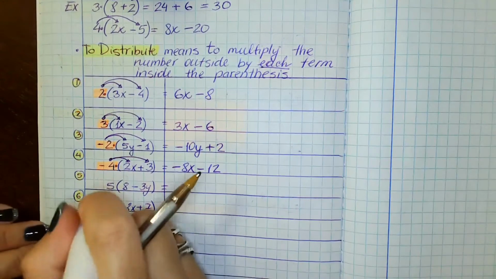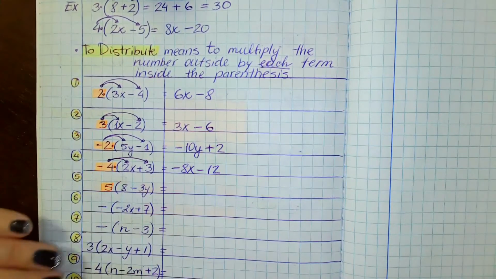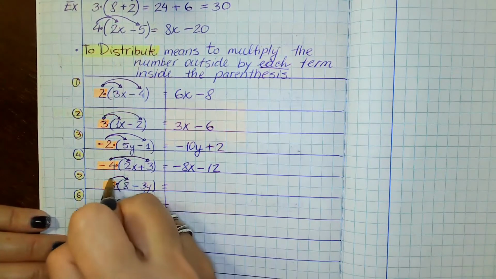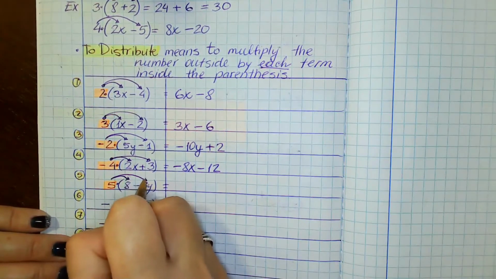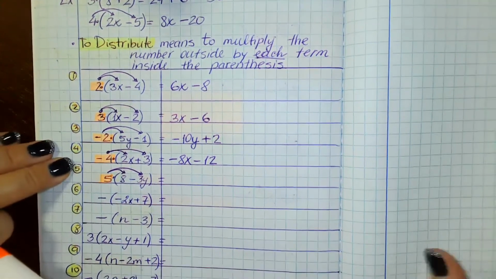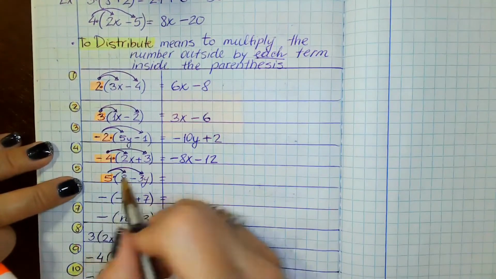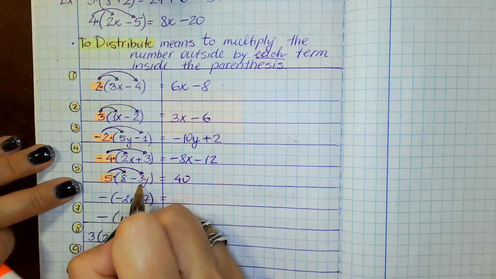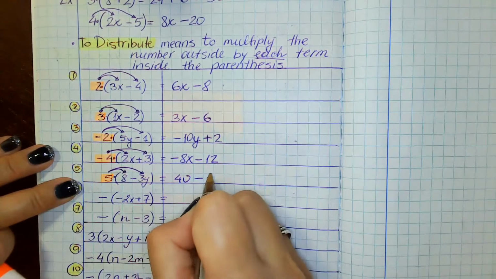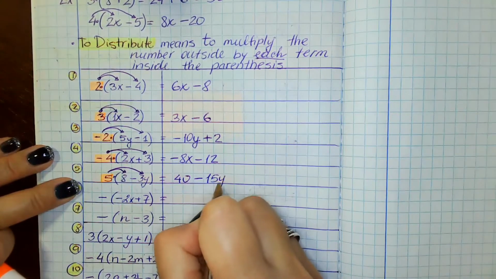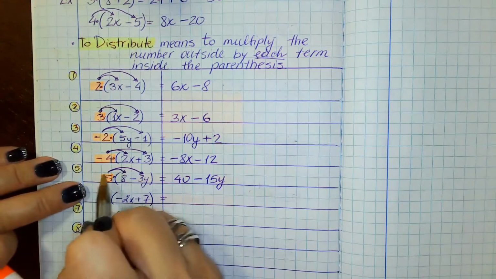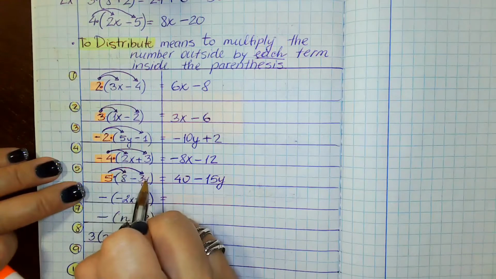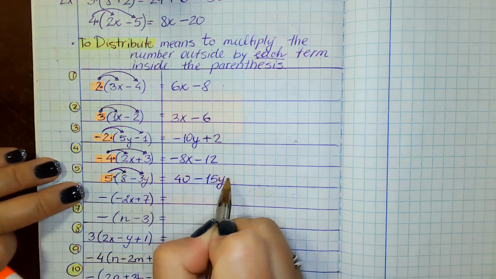5 is multiplied by 8 one time. And then the same 5 is multiplied by negative 3y. So 5 times 8 is 40. 5 times negative is negative 15y. So negative, because positive times negative, minus and negative mean the same thing. So 5 times negative is negative 15 with a y.